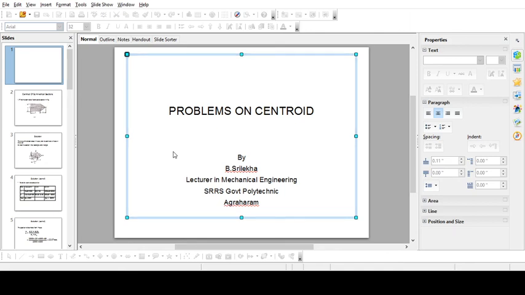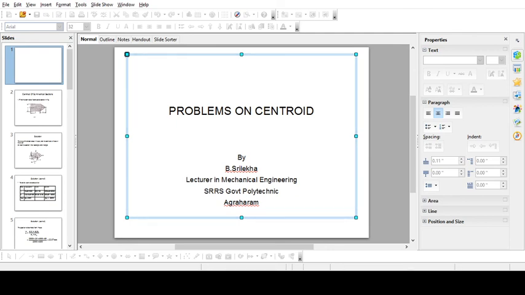Its value is 1,25,000 plus 24,550 plus 83,375. We get 2,32,925. You know that the centroid is nothing but sigma ax by sigma a.